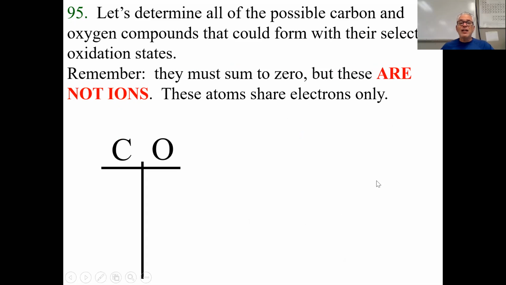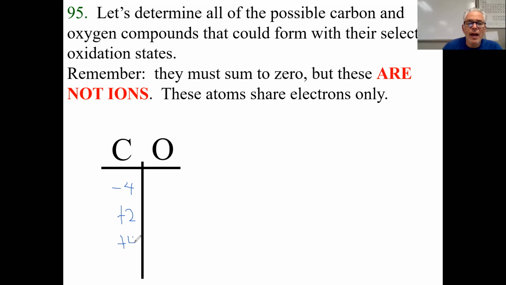Now, the next one we're going to do is all possible carbon and oxygen compounds. All possible ones. Now, the selected oxidation states are not ions. They're not. Now, carbon, I'm looking right now. Let me get my pen back, and I'm going to go with a nice color this time to really stand out. We'll go with blue. Carbon makes a -4, a +2, and a +4. And oxygen only makes a -2.